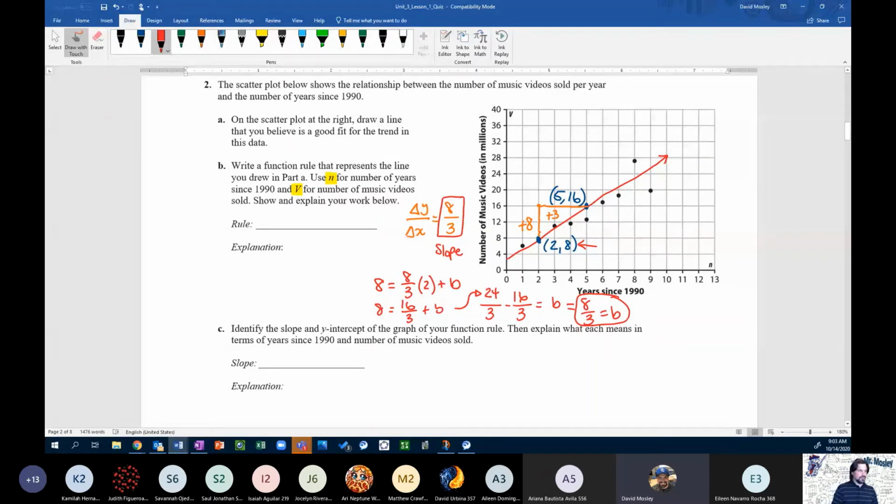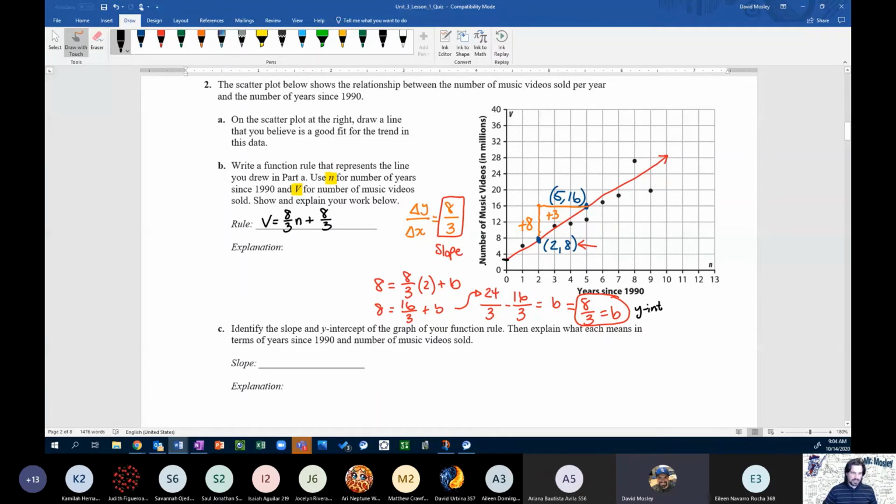So then, here's my rule. Written in the form that they want, this will be V equals 8 over 3 n plus 8 over 3. Which means this point here is at 2 2/3.